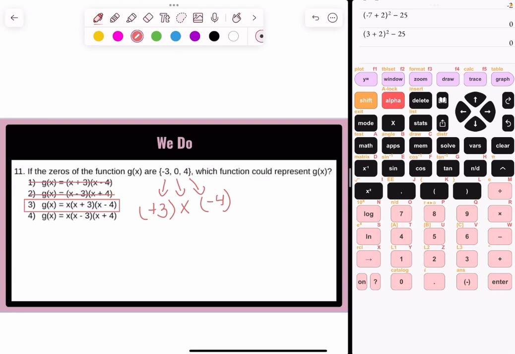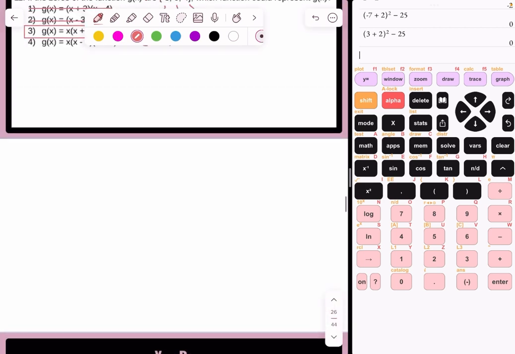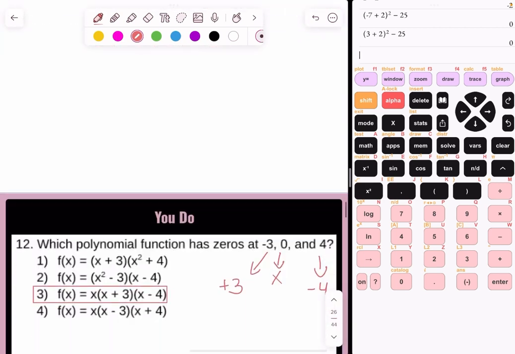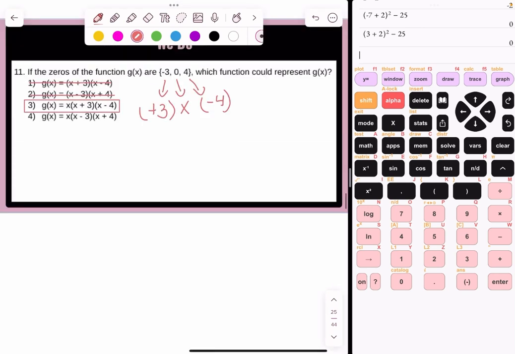All right. You do this problem and see if you can figure this one out. Which polynomial function has zeros -3, 0, and 4? To have 0, we need to have a plain x. To have -3, we need a +3. And to have 4, we need a -4, which is answer choice 3. Oh, that's basically the same exact question. Wow. Just worded differently, yeah.